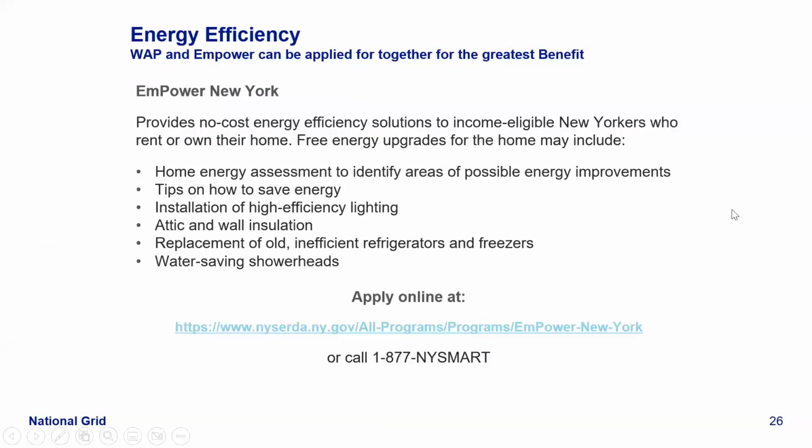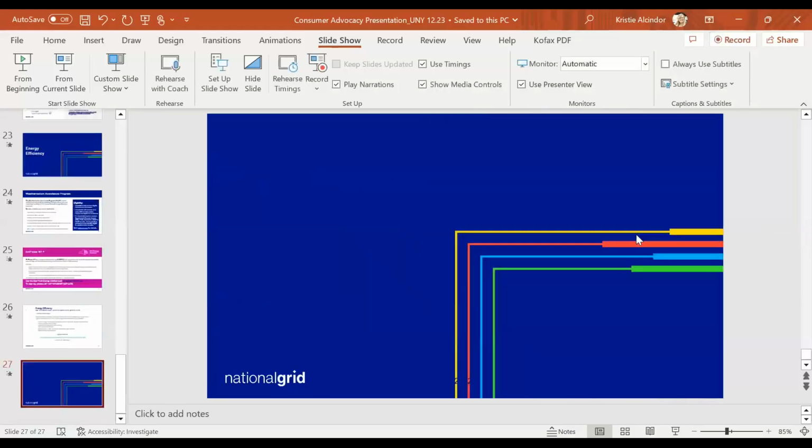And like I said, you can use these together. Empower can provide the energy audit, and then they can use Empower and the weatherization program together to get the most benefit out of both these programs. And this is how you apply online, and you can see the income guidelines and everything on there. And I think that's it for me for the presentation part.